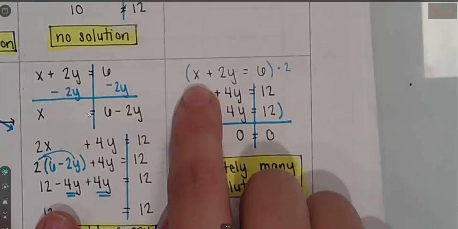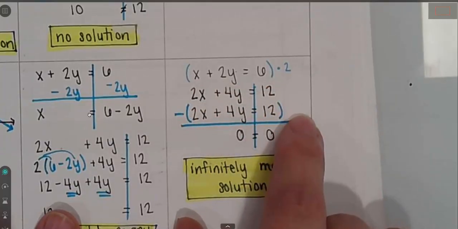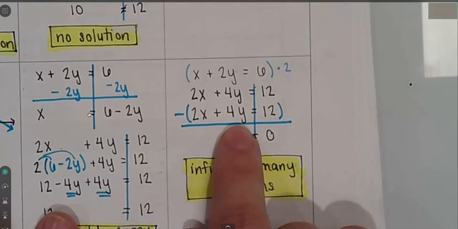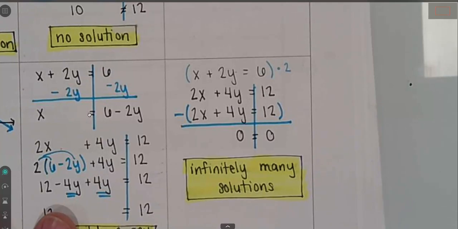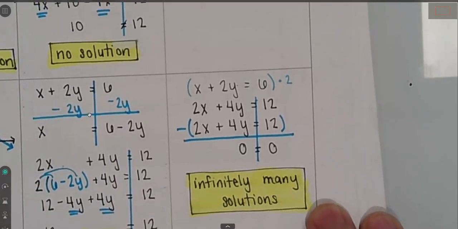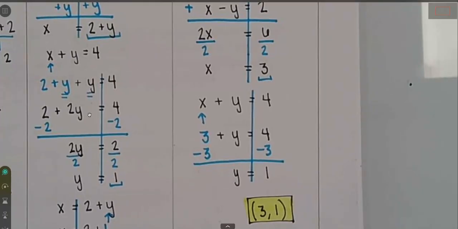And finally, multiply by 2, I get 2x plus 4y equals 12. My other equation is 2x plus 4y equals 12. When I subtract, I get 0 equals 0. 0 does, in fact, equal 0. So infinitely many solutions. I just said infinitely zeros. Infinitely many solutions. Any questions? I will go back up. I know people are still copying. Okay, I'm going back up to the first one. And yeah, great job, you guys.